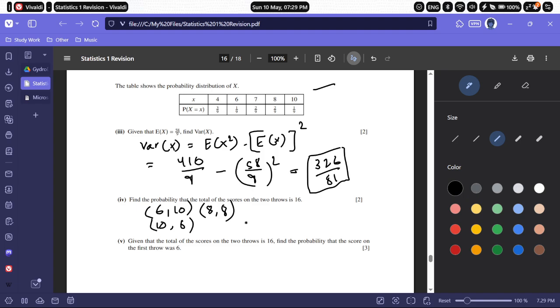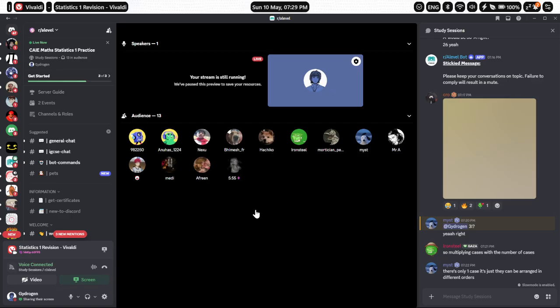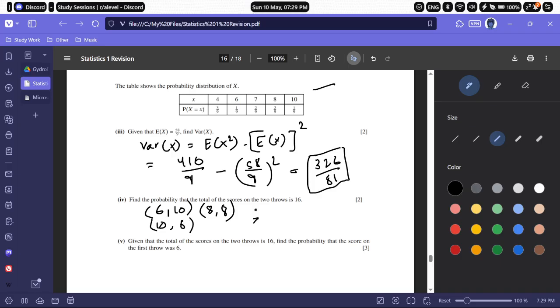And there is not anything else. So just find the probabilities of these three throws and then add them up. The probability for getting a score of 8 is 2 over 9, and since you're throwing it twice, it will be 2 over 9 squared. Plus, 6 comma 10 and 10 comma 6 would have the same probabilities.